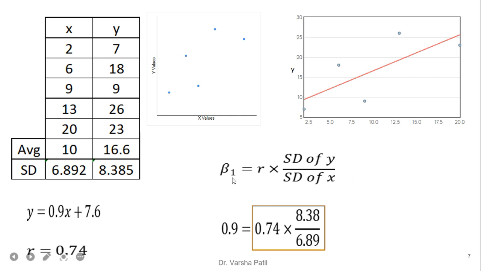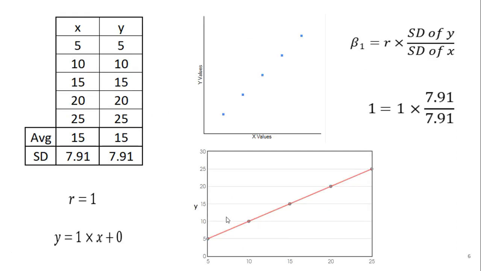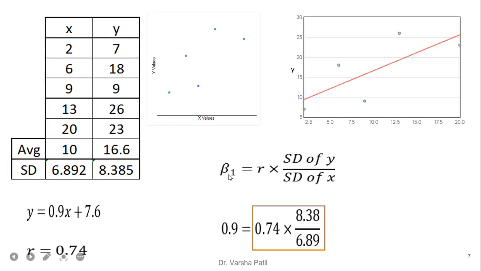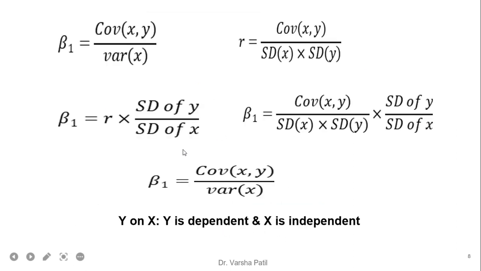Now if we apply this formula, that is, beta 1 is equal to r into the standard deviation of y divided by the standard deviation of x, r is 0.74 into 8.38 divided by 6.89, we will get the value 0.9, which is equal to the slope. So this is a very important derivation, that is, this is the relationship between the slope and the correlation coefficient. Now for this, here it is y on x, that is, x is the independent variable while y is the dependent variable.